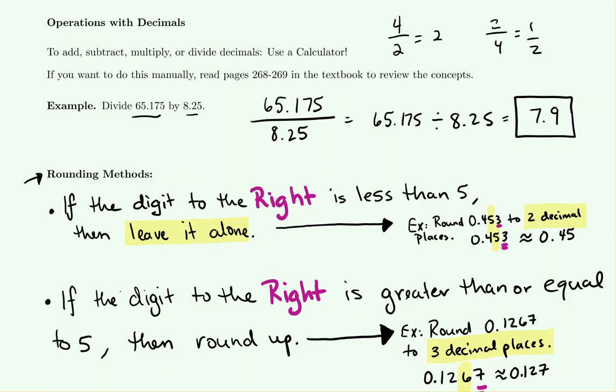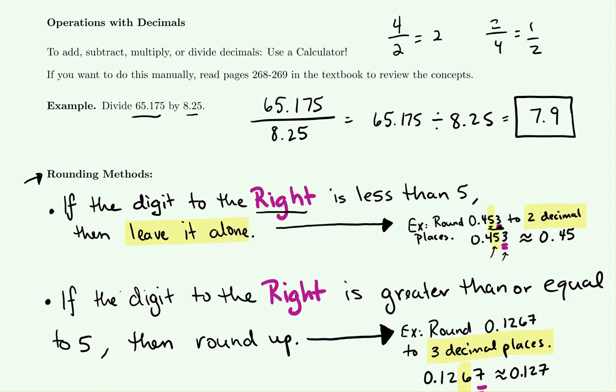In that case, you find that second decimal place, and you always look to the right, the next digit after it. Based on the value of that digit, you know whether you're going to leave it as it is or round up. So if the digit's less than 5, you leave it alone. So in our example, if I was rounding 0.453 to 2 decimal places, I would look to the digit to the right. Since it's 3, which is less than 5, I leave this digit alone and it rounds to 0.45.